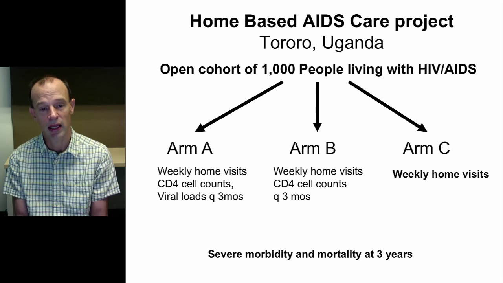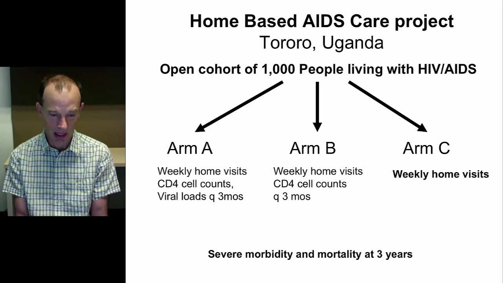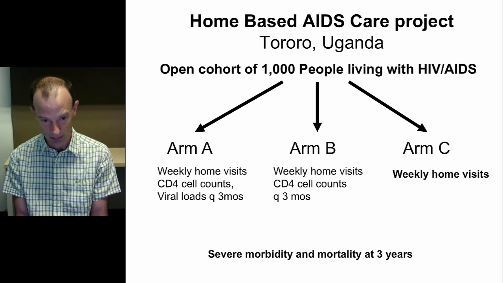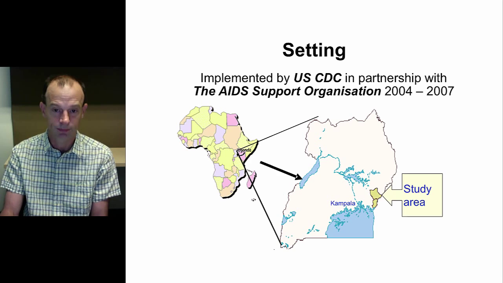And then in arm A, participants received weekly home visits, quarterly CD4 cell counts, and quarterly viral load tests, which is really more like the standard of care in industrialized countries. And then we were measuring the outcome of severe morbidity, which were in fact AIDS-defining illnesses, and mortality after 3 years of follow-up.